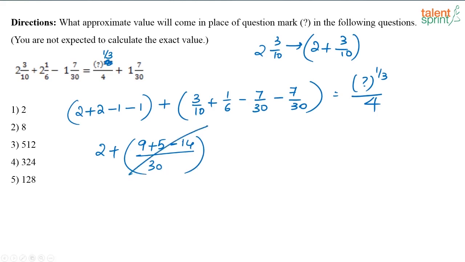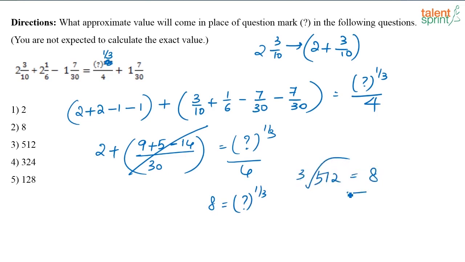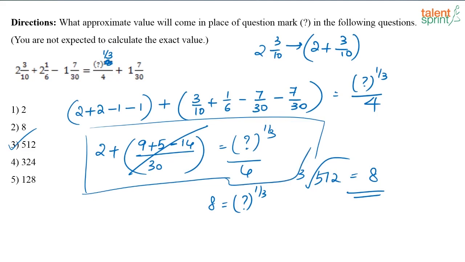Basically this part will get cancelled. Here 9 plus 5 is 14, and 14 minus 14 is 0. So the fractional part gets cancelled. This is equal to question mark whole to the power 1 by 3 divided by 4. So this 4 is going up. What will you get? You will have 8 is equal to cube root of something. What is the value that comes here? It will be 512. Cube root of 512 is only 8. So your answer is option 3. Basically this is the only step that you have to write to arrive at the answer. Very easy question. So the answer here is option 3, 5 and 2.